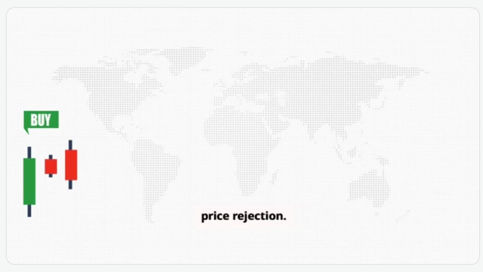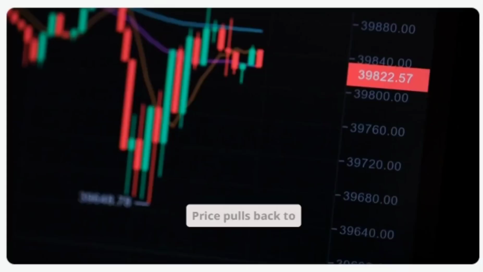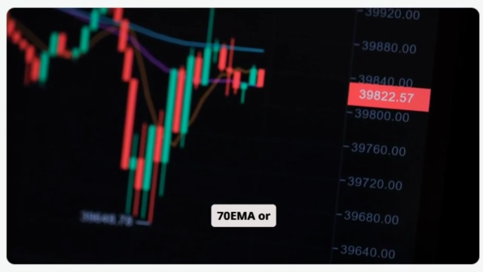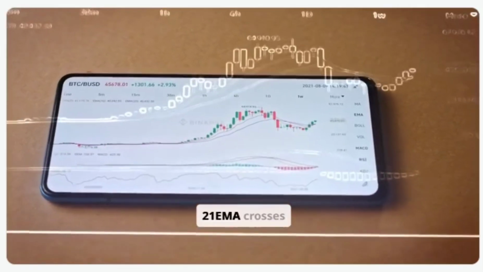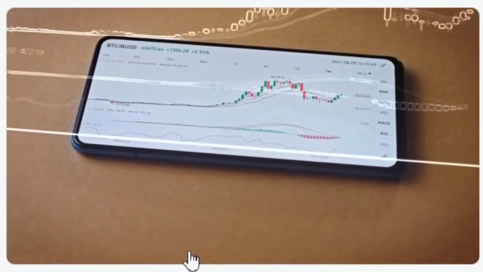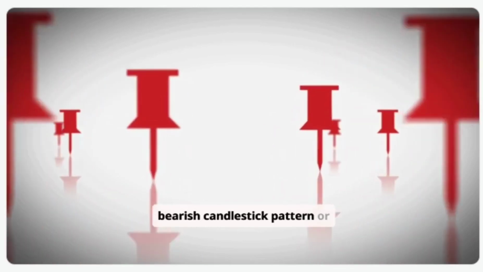Sell setup: price pulls back to 70 EMA or 144 EMA in a downtrend. 21 EMA crosses below the 70 EMA. Confirmation with bearish candlestick pattern or resistance rejection.